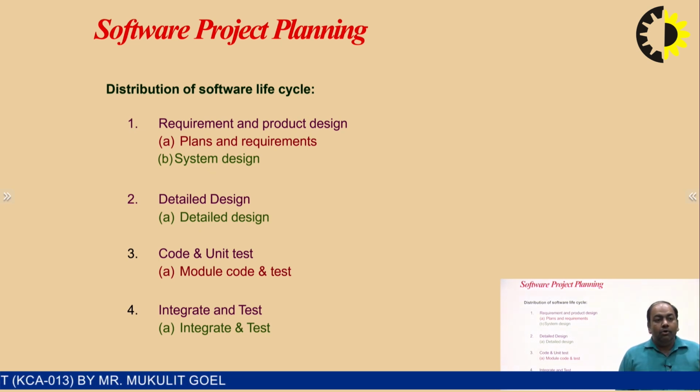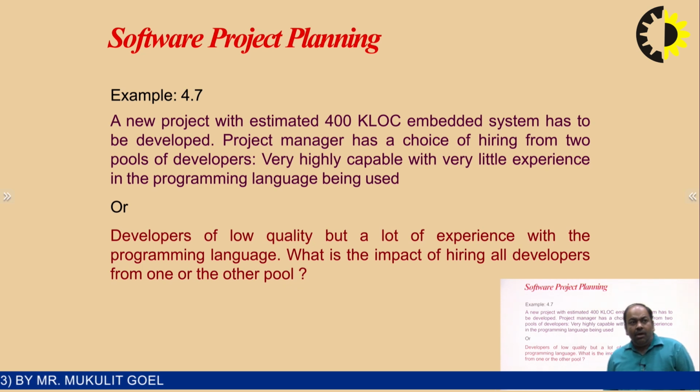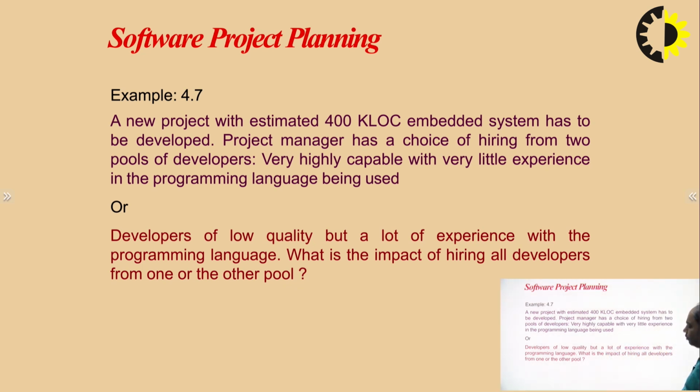So I would take an example, a new project with an estimated 400 kilo lines of code, an embedded system, has to be developed. The project manager has a choice of hiring from two pools of developers: one highly capable with little experience in the programming language being used, or developers of low quality but with a lot of experience with the programming language. So what is the impact of hiring all developers from one pool or the other?